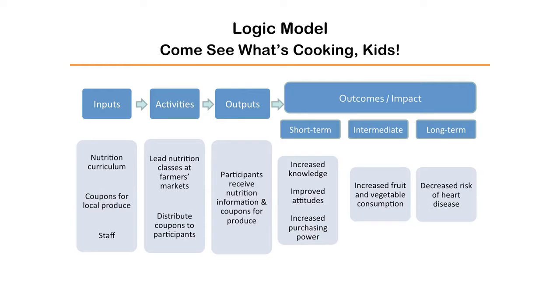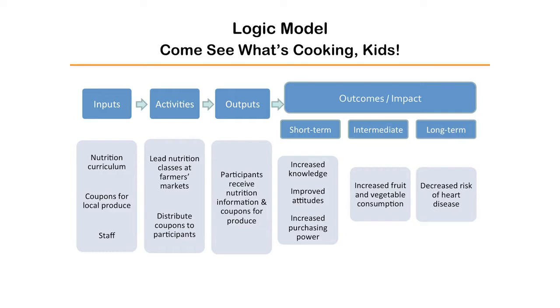The next column is the activities that are carried out by the program. In this case, these are leading nutrition classes at farmers markets and distributing coupons to participants so that they can buy produce. The outputs come next, and these are the direct products of those activities. So for this program, the outputs are that participants receive nutrition information and they receive coupons for produce.